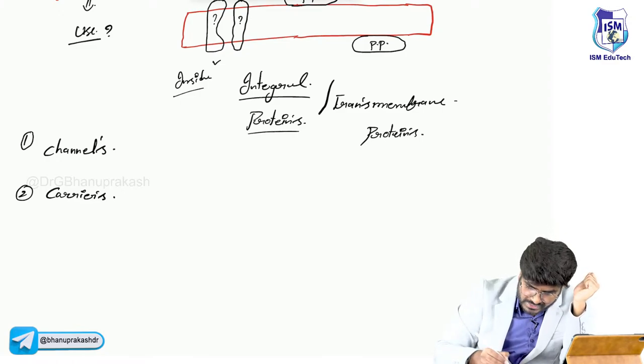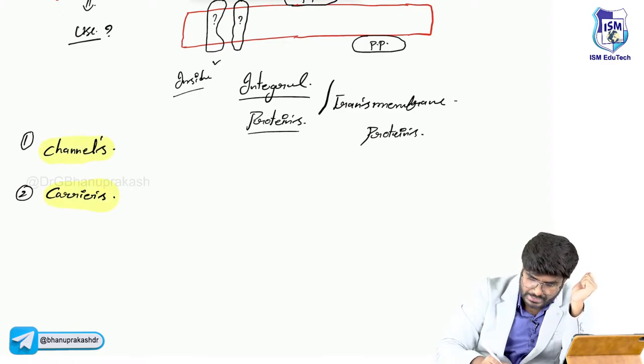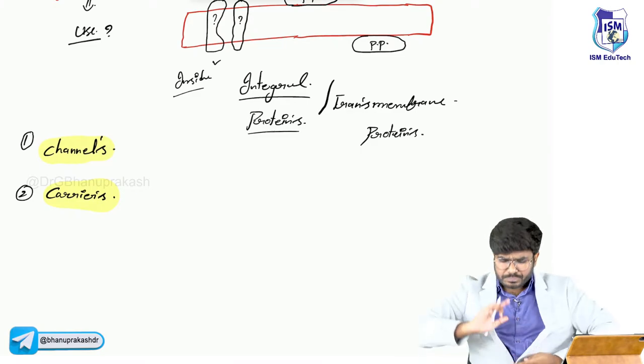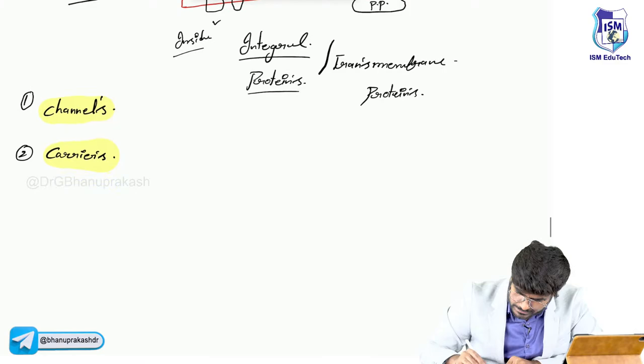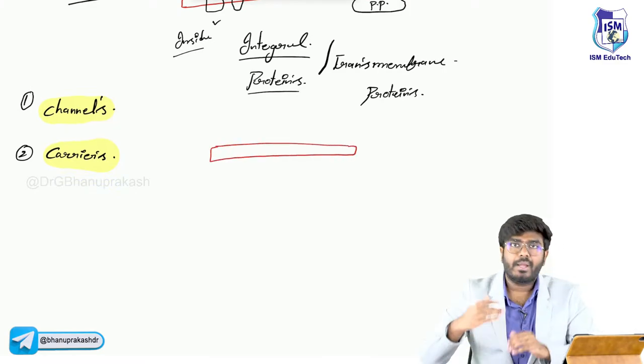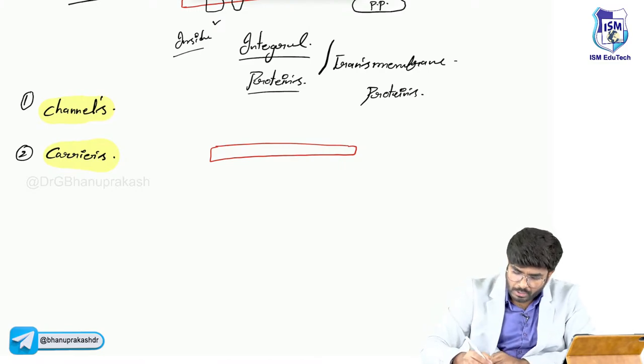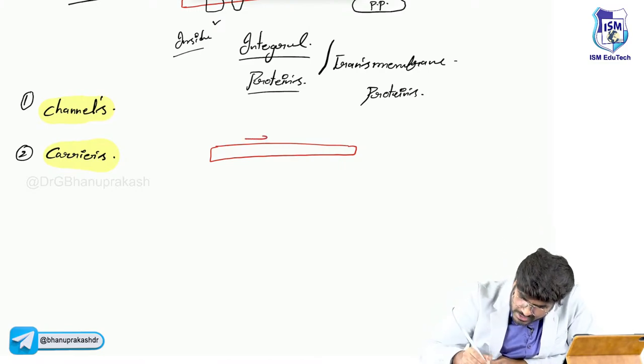First, let me tell you what exactly a channel is and what exactly a carrier is. Let's put it simply. This is the cell membrane, again made up of the phospholipid bilayer. Now, look here. This is the protein which I am drawing here in black color.